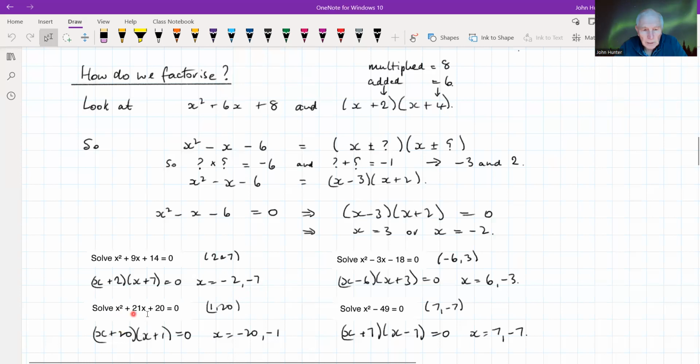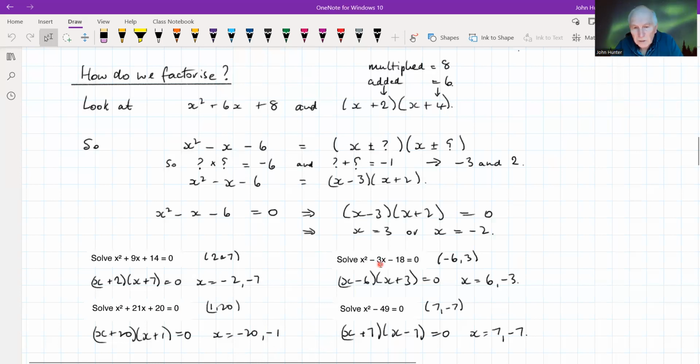x squared plus 21x plus 20 equals 0. The two numbers multiply to 20 and add to 21. So 1 and 20. So that will give us (x plus 20)(x plus 1), with solutions of minus 20 and minus 1. And as before, if we substitute either of those into the left hand side, it will give us 0.